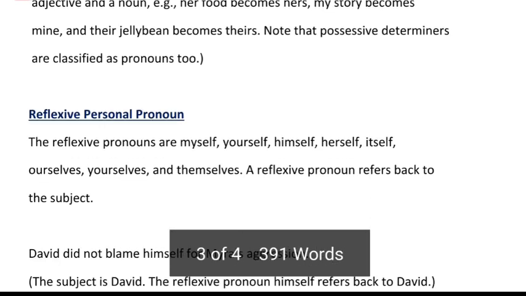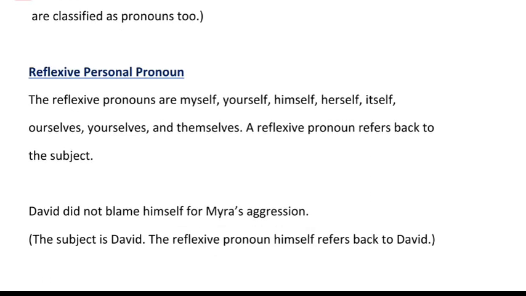The next is reflexive personal pronoun. The reflexive pronouns are myself, yourself, himself, herself, itself, ourselves, yourselves, and themselves. Children note, for singular, we use myself, yourself, himself, herself, itself, and for plural, it is used as ourselves, yourselves, and themselves. A reflexive pronoun refers back to the subject.